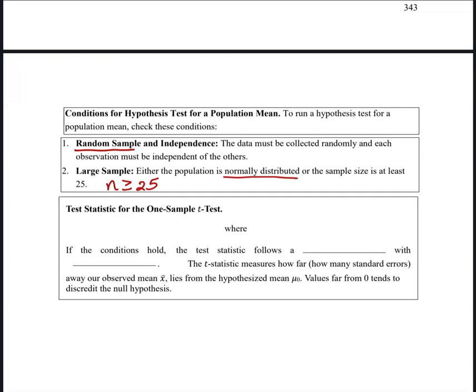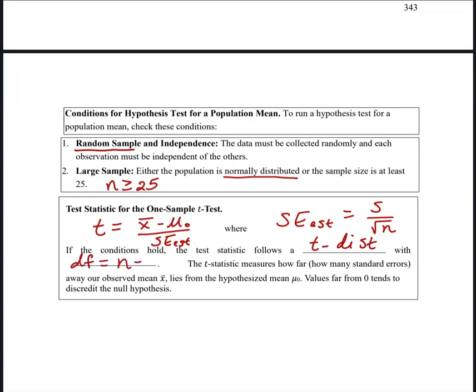Now, what does the test statistic look like? It's the same as it was in the previous section. We're talking about T, so T is equal to X bar minus mu naught divided by the estimated standard error. And remember that the estimated standard error is calculated using S divided by the square root of N, where S is the sample standard deviation and N is our sample size. As long as those conditions hold, then the test statistic will follow a T distribution with degrees of freedom equal to N minus 1.